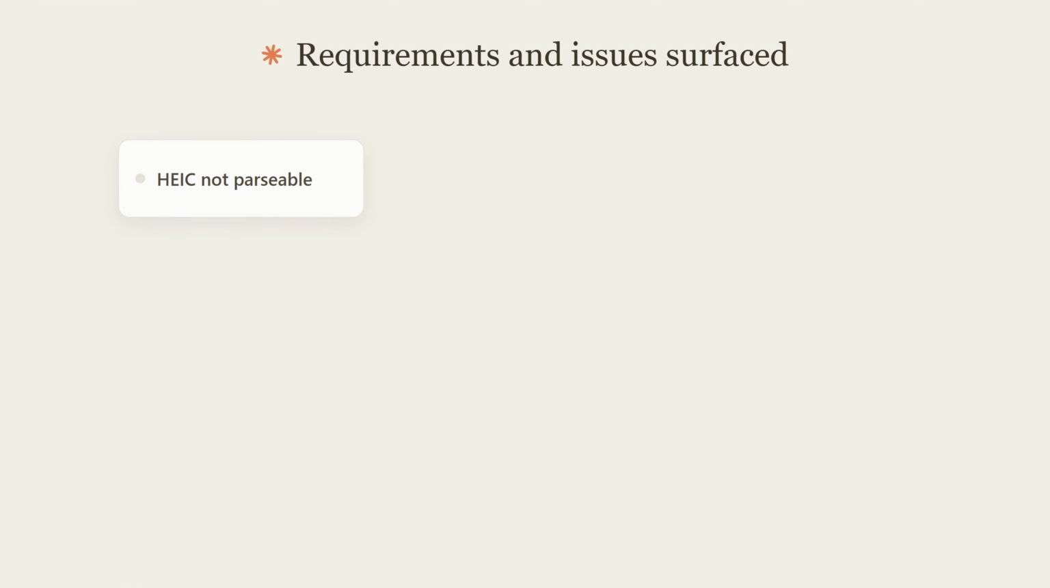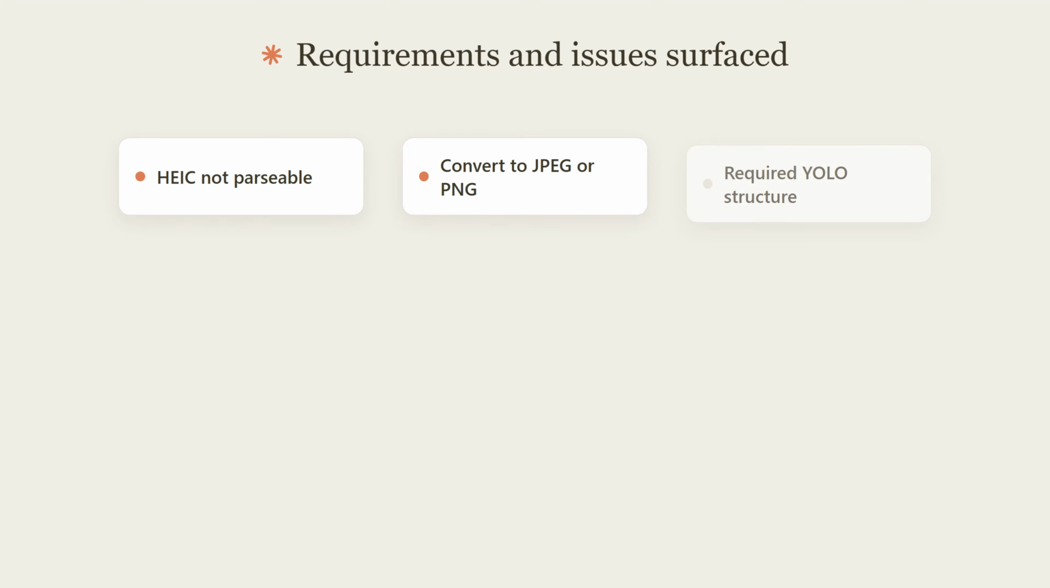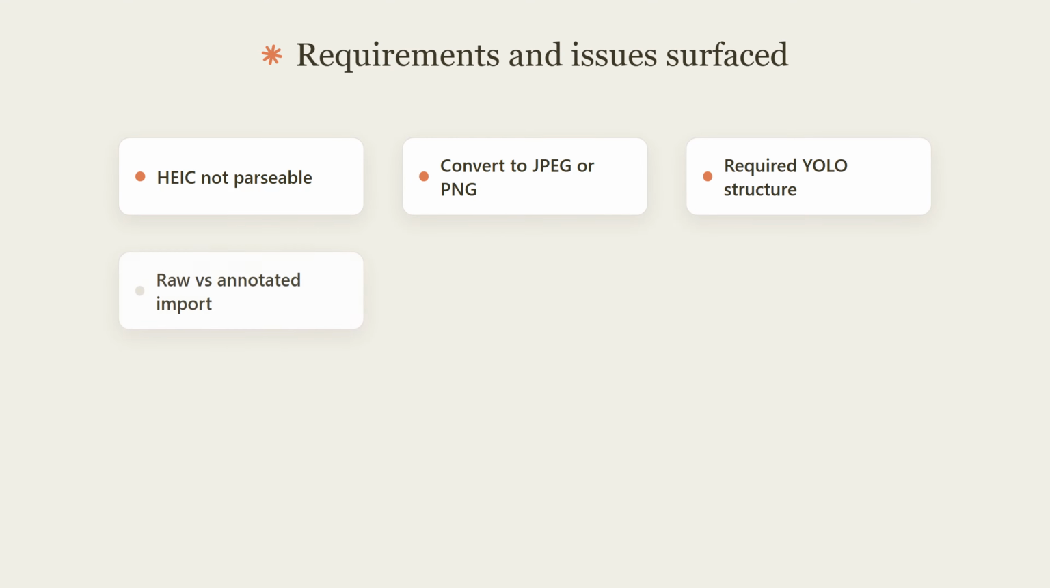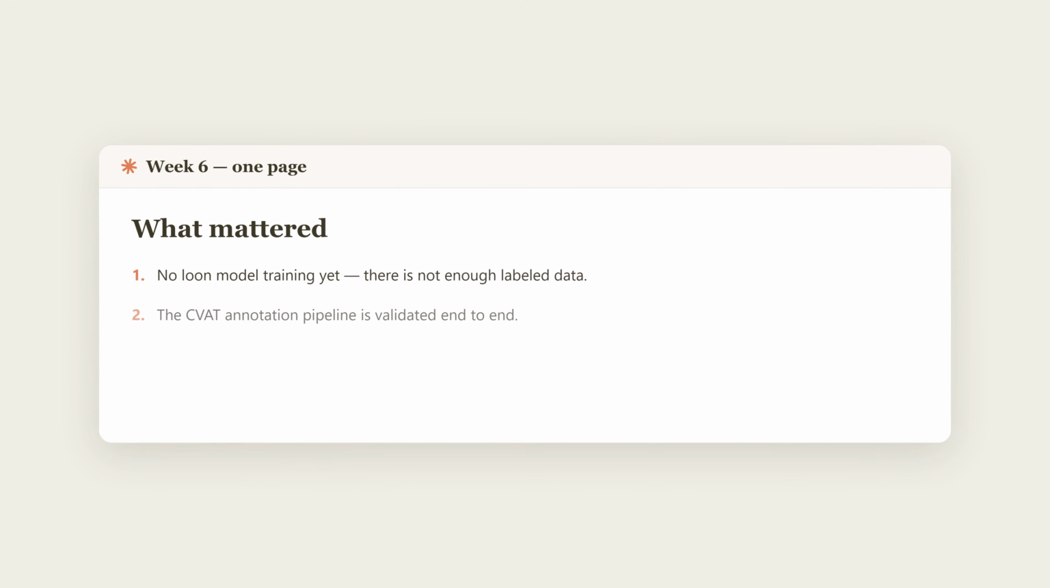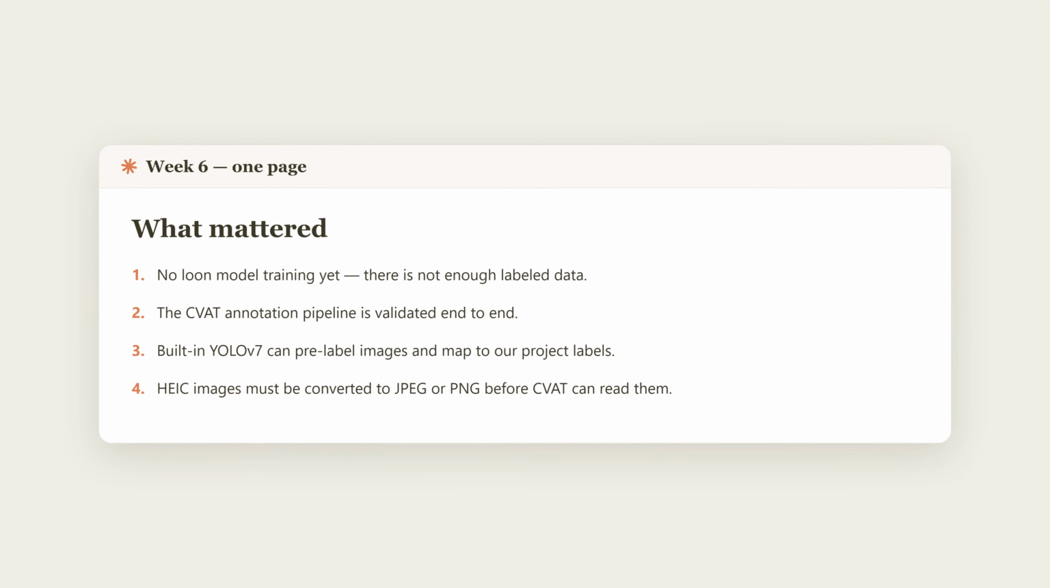The sample images were HEIC files, which CVAT could not parse, so they need converting to JPEG or PNG. I also worked through the required YOLO dataset structure and what a clean, training-ready export should contain. So the verdict is honest. I have not started training the loon model because there is not enough labeled data yet.